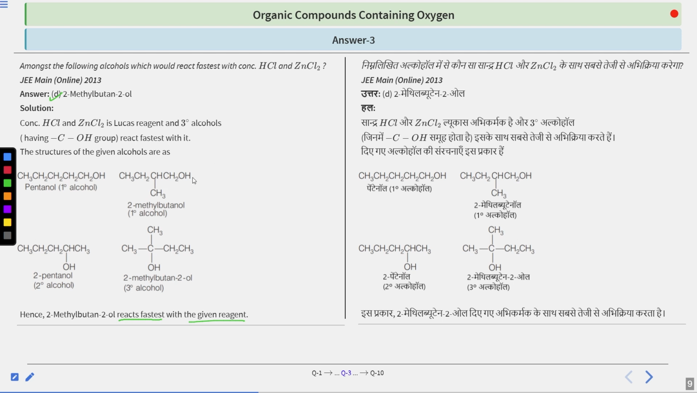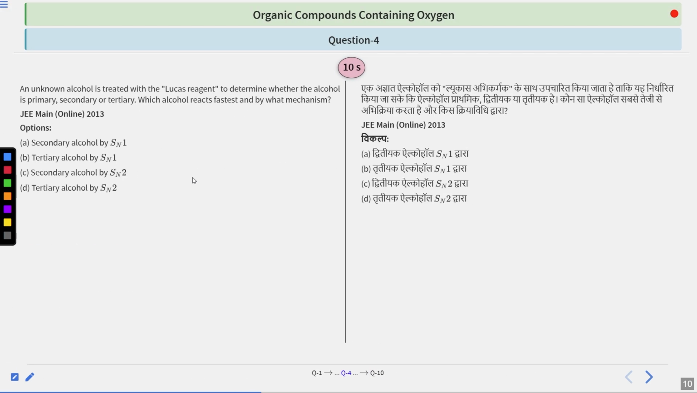Moving on to our next question. An unknown alcohol is treated with Lucas reagent to determine whether the alcohol is primary, secondary, or tertiary. Which alcohol reacts fastest and by what mechanism?